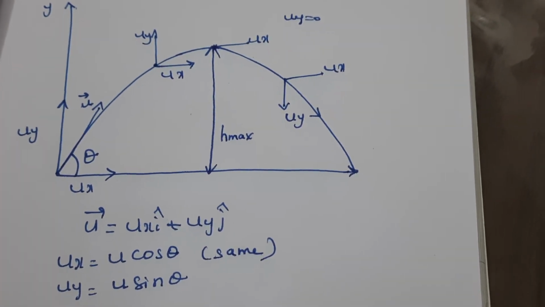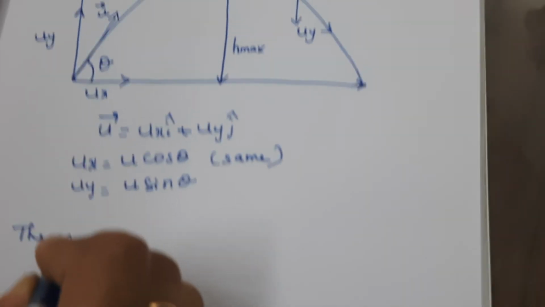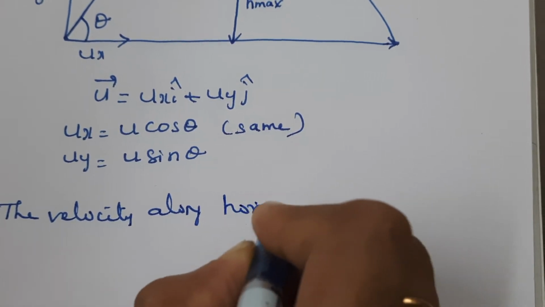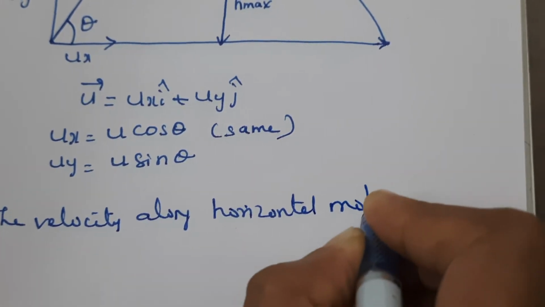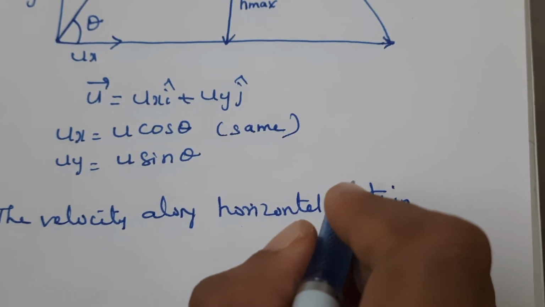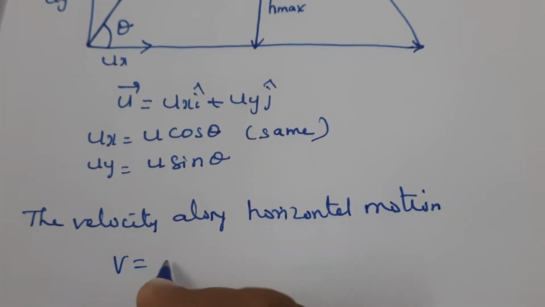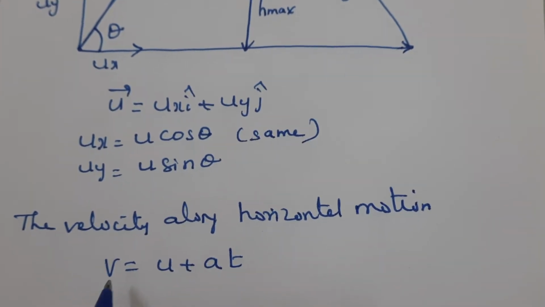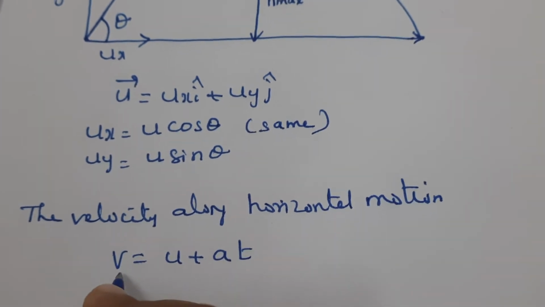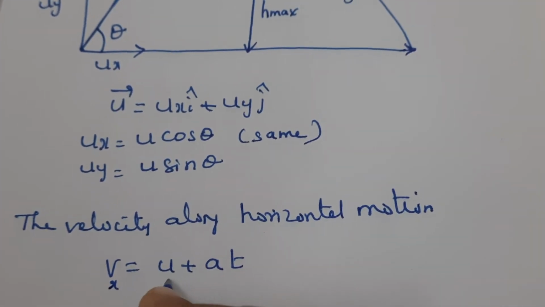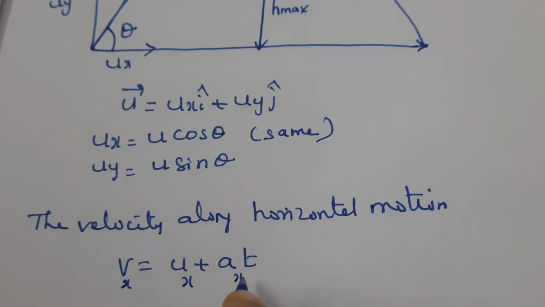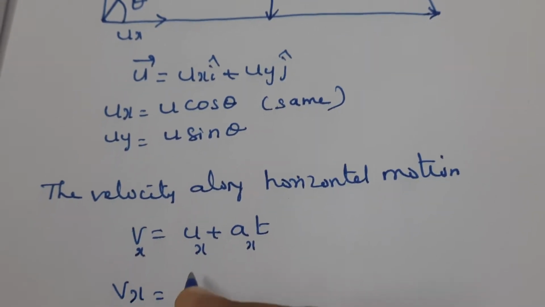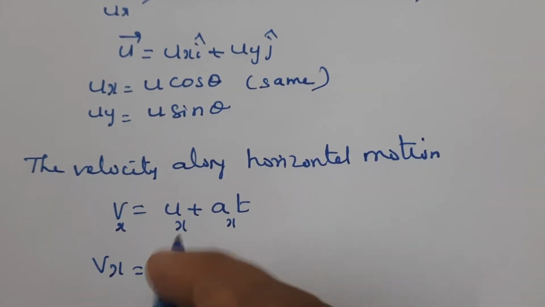So, the velocity along the horizontal motion. How can we calculate? We know the equation v equal to u plus at. This is the first kinematic equation, velocity time relation. So, velocity along the horizontal motion we can write vx is equal to ux plus ax into t. Here ux is u cos theta, isn't it?